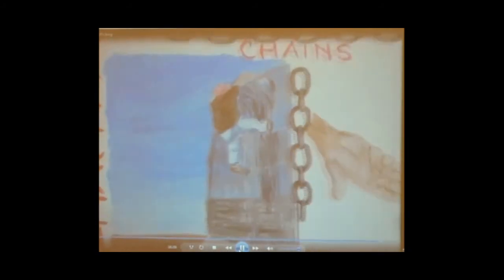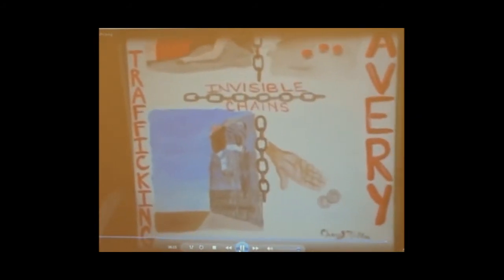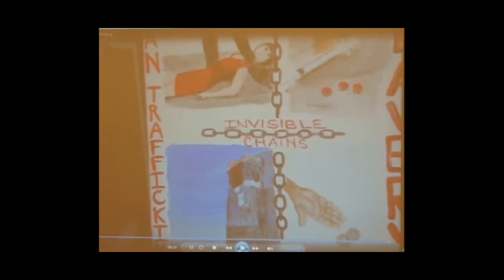Final picture is a man trying to get over a fence, representing passing over borders illegally. Another thing that leads to people being exploited. All of these things happen in the United States of America. It's not just another world's problem. It's our problem, and we need to do something about it.